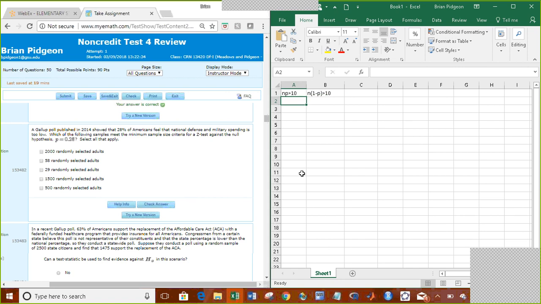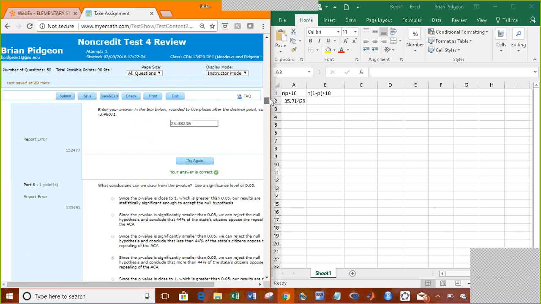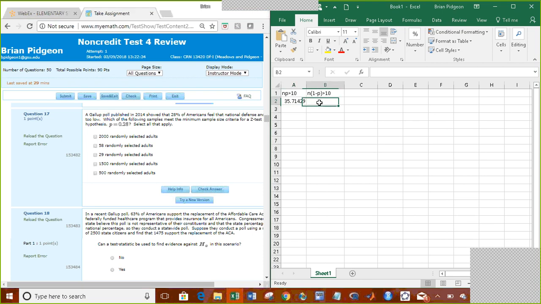So we want to see our sample size. We can rewrite this equation and solve for n. In this case, we would divide 10 by our p-value, so 10 divided by 0.28. This first condition tells us that our sample size has to be bigger than 35.7, or 36. And then we basically do the same thing. Now we're going to do 10 divided by 1 minus 0.28. So this one says that our sample size has to be bigger than 14.